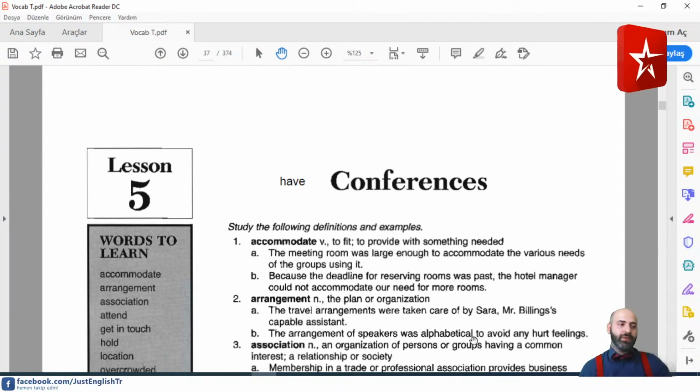What is alphabetical order? Do you understand, guys? Alphabetical. Alphabet, probably you know. So what is alphabetical order?